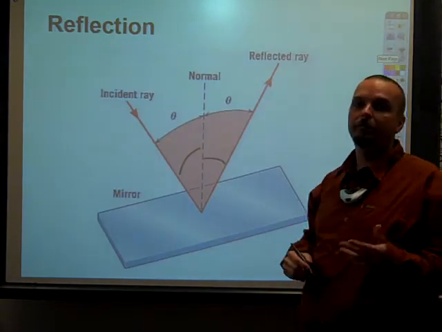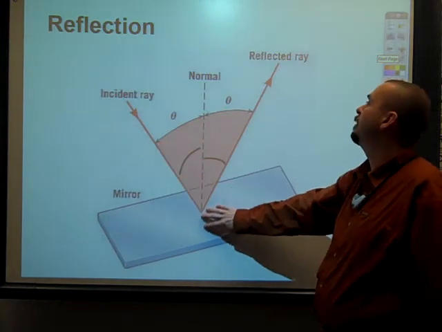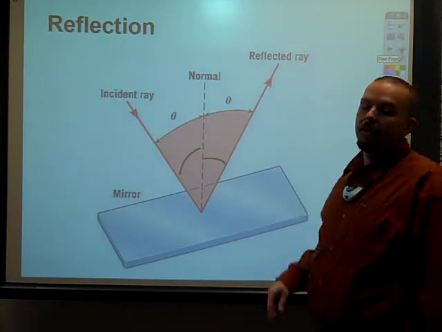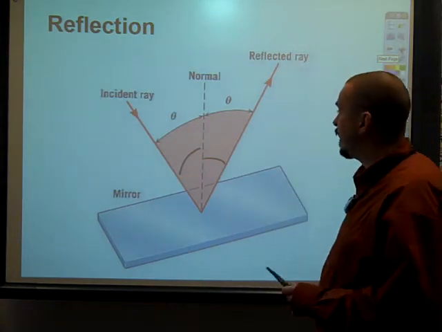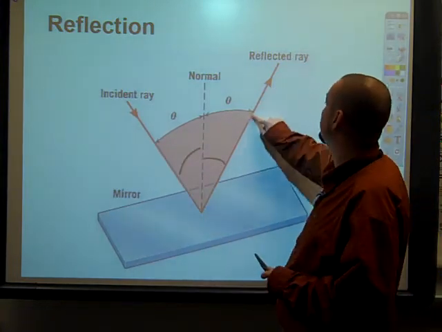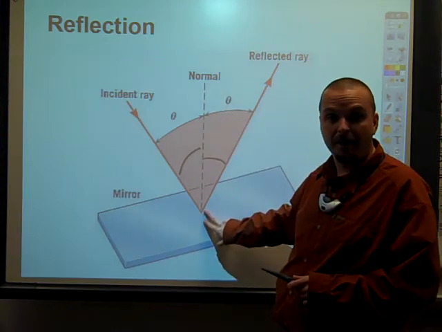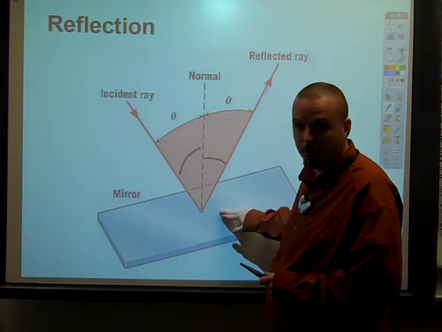As far as the barriers go, reflection is the bouncing of waves. Again, the wave comes in, hits the barrier, bounces off. It's governed by the law of reflection that tells us that the angle at which it hits the surface will be the same as the angle at which it leaves the surface. This dashed line here is an imaginary line called the normal. It's perpendicular to our surface.